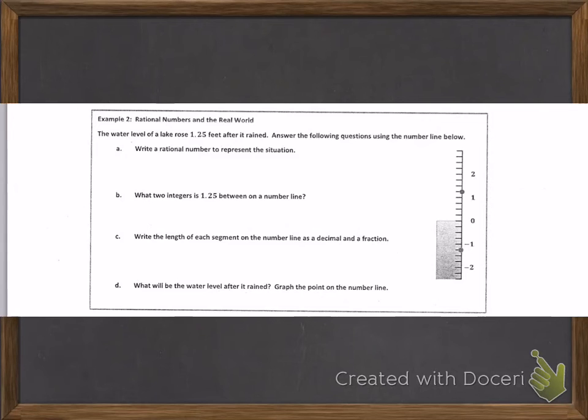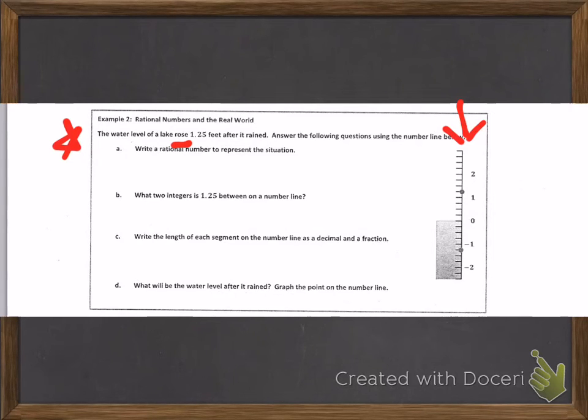Okay, so here is a real world situation problem for us. I'm going to read this for you. It says the water level of a lake rose 1.25 feet after it rained. So it rose, that means it went up higher. Answer the following questions using the number line below. So we're looking at this number line. A: Write a rational number to represent the situation.